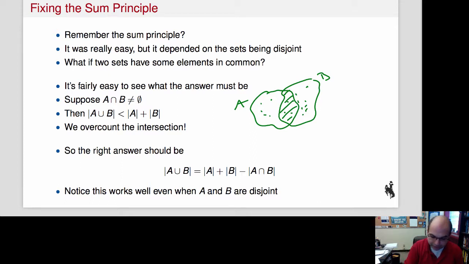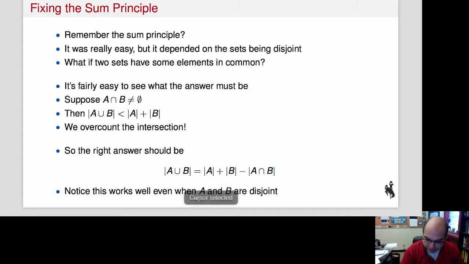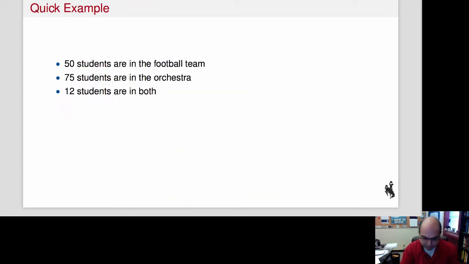So if I'm adding two sets, then the cardinality of A union B is the cardinality of A plus the cardinality of B. That's our old sum principle. But now we have to fix it. We're going to subtract the cardinality of the intersection. Notice that when A and B are disjoint, then I'm subtracting 0, so this actually does work even in that case. All right, so let's apply it.